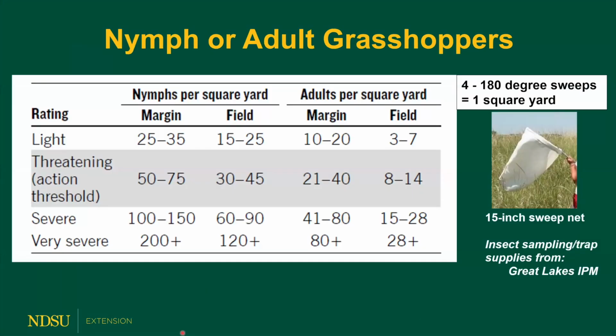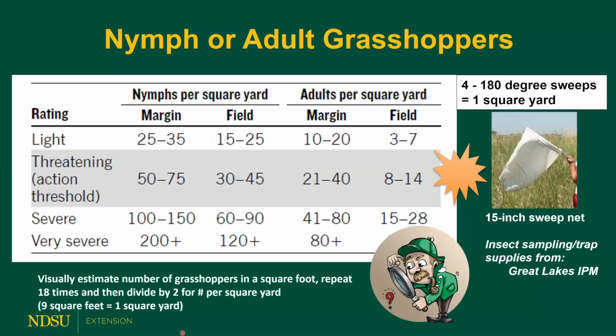Okay, for thresholds, we can use the sweep net, a 15-inch sweep net, and do 4 180-degree sweeps, and that equals a square yard. So all the thresholds for both nymph and adult are based on number counts per square yard, and we use this as the action threshold. You can buy nets from Great Lakes IPM. If you want to do counts and you don't have a net, and you have too many grasshoppers for a square yard, you can do the number per square foot. Just repeat that 18 times and then divide by 2 for the number per square yard.